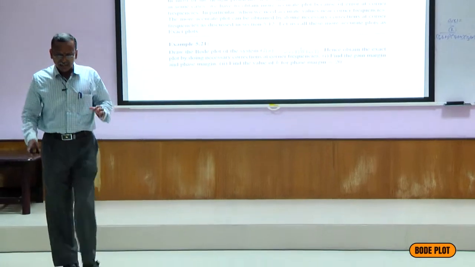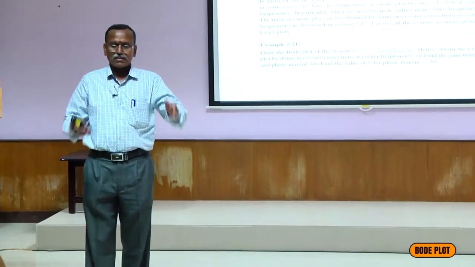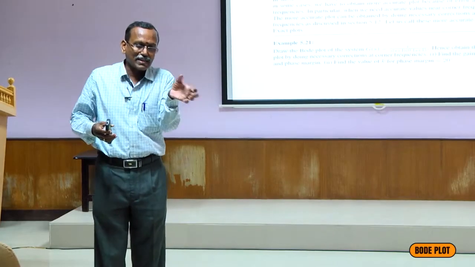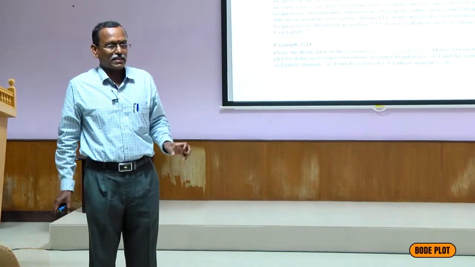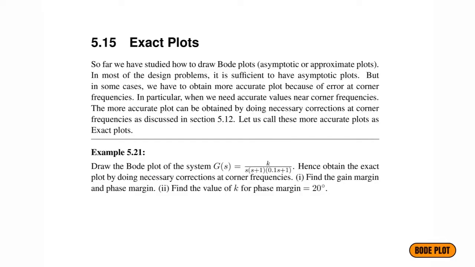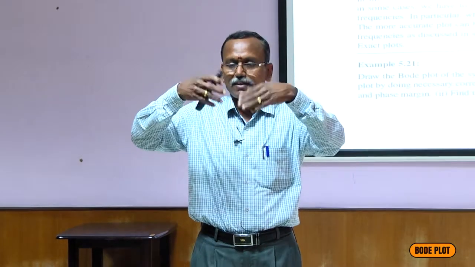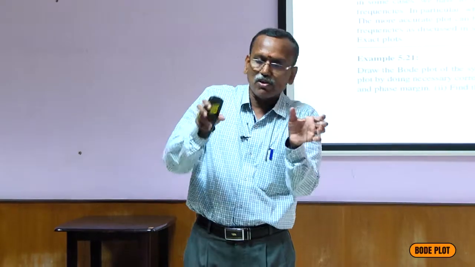Exact plots were already explained. Asymptotic plot and actual plot: how to make the asymptotic plot into an exact plot? For that we have to do necessary corrections at the corner frequency and 1 octave below and 1 octave above. If it is a first order factor, we can do the necessary correction and get the exact plot. Here one question is asked: obtain the exact plot by doing necessary corrections at the corner frequencies. At the corner frequency, if it is a first order factor, do a 3 dB correction. If it is a denominator factor, minus 3 dB. If it is a numerator factor, plus 3 dB correction. Similarly, at 1 octave below and above, you have to do 1 dB corrections. Then you will get the exact plots.